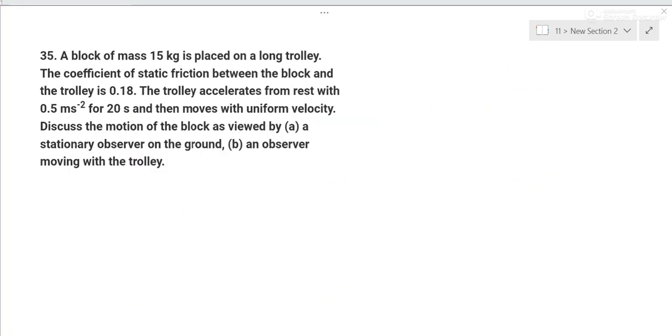Let's see this question. A block of mass 15 kg, coefficient of friction mu, acceleration, time. Start from rest, so u is 0.